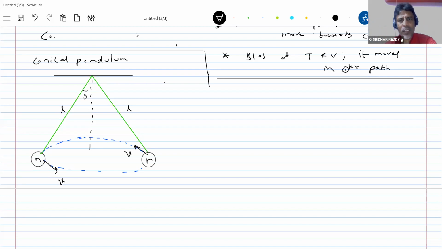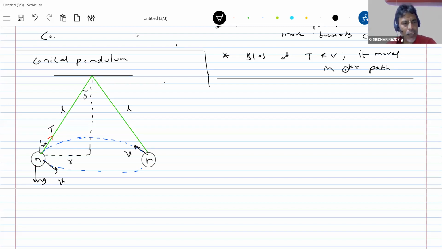Then what are the forces that are acting? Tension. Then here the weight. Who will balance the weight? So the component of tension. The tension will act here like this. The component of tension will balance, and the other component, what it will do? It will provide required centripetal force.